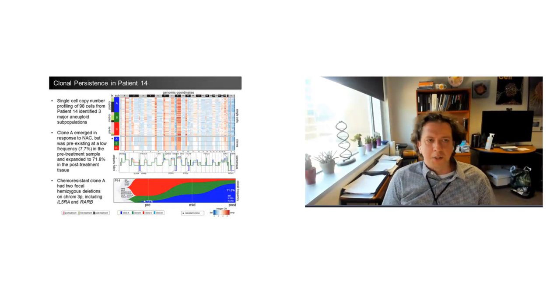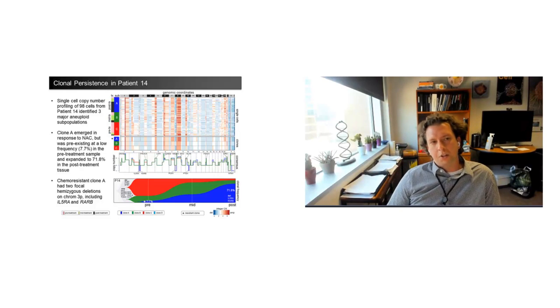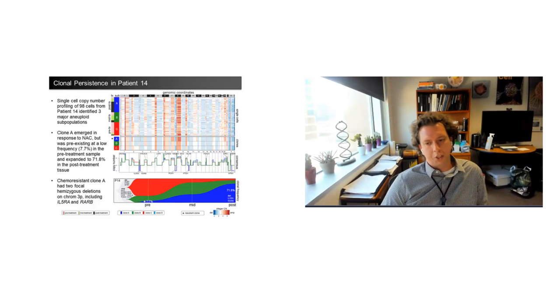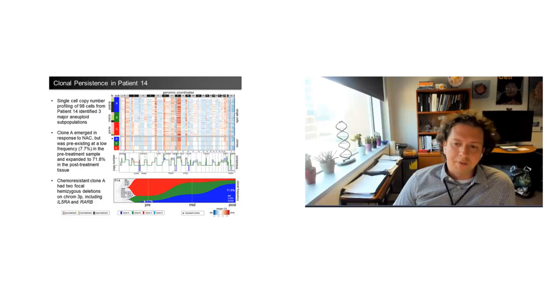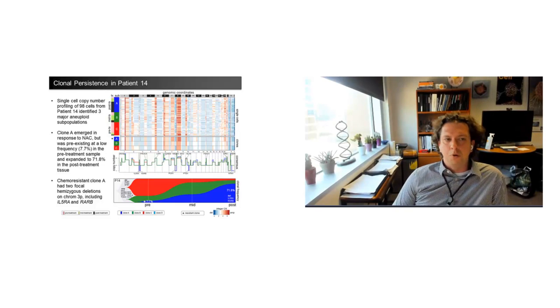Here's another patient. So this is a patient that did not achieve pathological complete response. They had 3 clones present as well. And over the course of treatment, what you can see happening is that a small population that was around 7% initially really expanded to around 71% and constituted most of the resistant tumor mass in this patient.